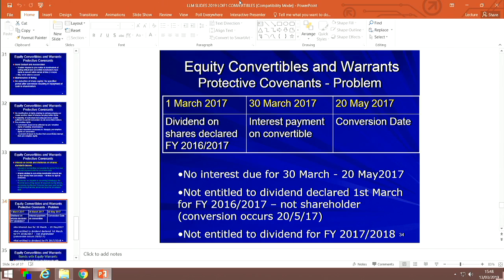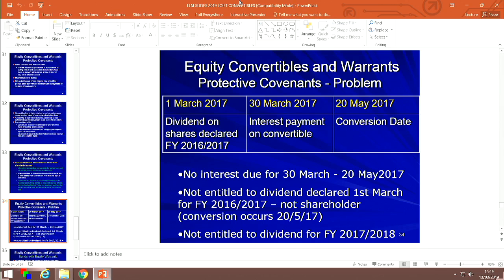No interest is due on the convertible bond for the period 30th March to 20th May, because that's the period in which the last interest period is 30th March to 30th May, right? Now you've forgotten how bond interest periods are done, right? So when I say a quarterly interest payment period, never mind all that. Let's just home in on this. Interest period every 3 months, the last interest payment 30th March 2017 on the convertible or indeed any other bonds, next one due end of June 2017, right? So that amount of interest for that period is not payable to the convertible bondholder up to 20th of May 2017, even though it was holding a convertible bond which was accruing interest at the interest rate on the convertible bond.